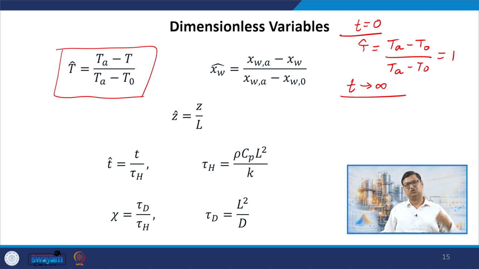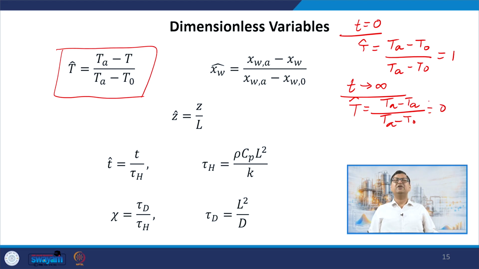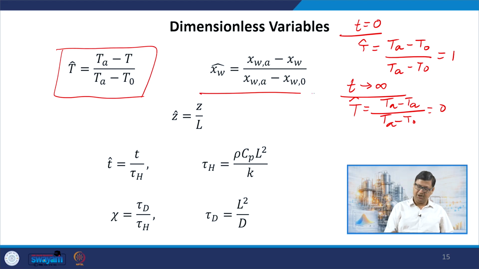We do not want to wait so long, because then we get pretty much a black biscuit, but provided that we wait, then we are going to have T cap equal to Ta minus Ta by Ta minus T naught, which is equal to 0. So, T cap varies in the range of 1 to 0, which was the expectation in the problem. And the same thing I can now also do for a dimensionless moisture content.